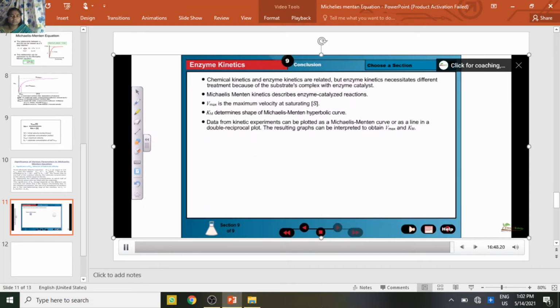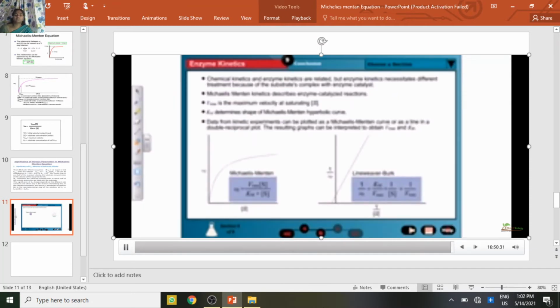substrate. Data obtained can be plotted and fit to the Michaelis-Menten equation, or rearranged into a double reciprocal plot. From these graphs, the kinetic parameters Km and Vmax can be obtained.